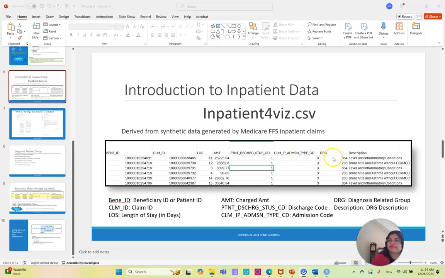But let me quickly go over what a DRG and description are. This seems to be a numeric code, and this is a description of what it is. In the next slide, I'll be going over what the patient discharge status code is and what the claim IP admission type source code is.